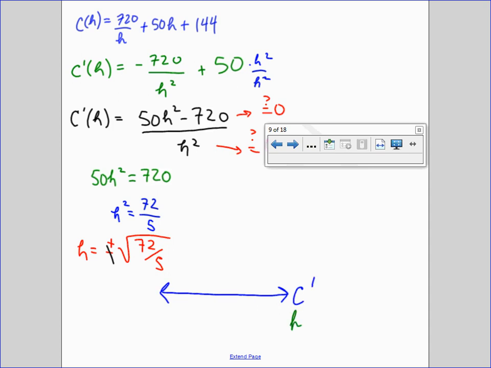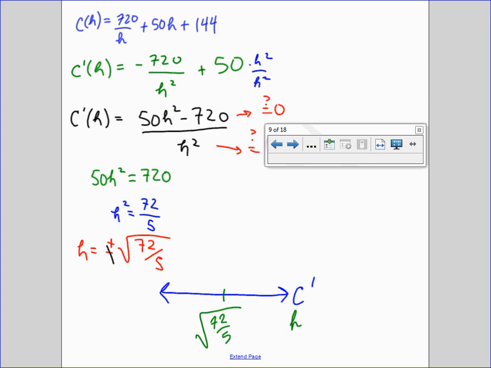So my C prime number line is labeled with my critical H value, which was root 72/5. To give us an idea of what that might be, 70/5 would be 14, and the square root of 14 would be in between 3 and 4. So it looks to me like this is in between 3 and 4.